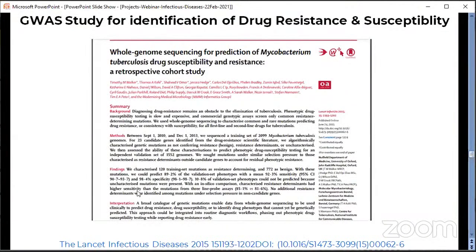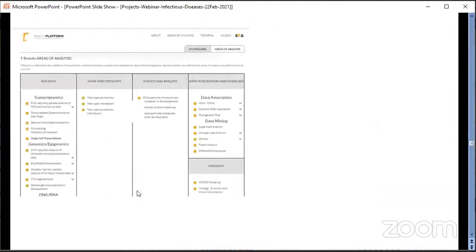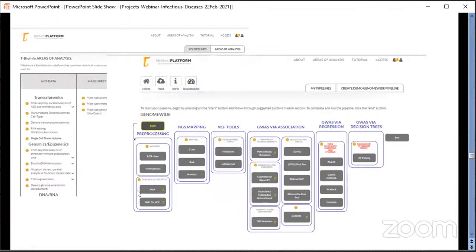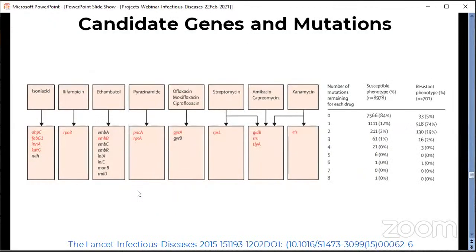There was a research work published in one of the top journals, The Lancet, where the authors performed whole genome sequencing for the prediction of Mycobacterium tuberculosis drug susceptibility and resistance. In their study, the authors sequenced a training set of nearly 2100 Mycobacterium tuberculosis genomes. We have taken this data. In this project, we have employed various GWAS approaches to identify those genes that are associated with the drug resistance. Here mainly we used GEMMA, PLINK, and SLOPE methods.